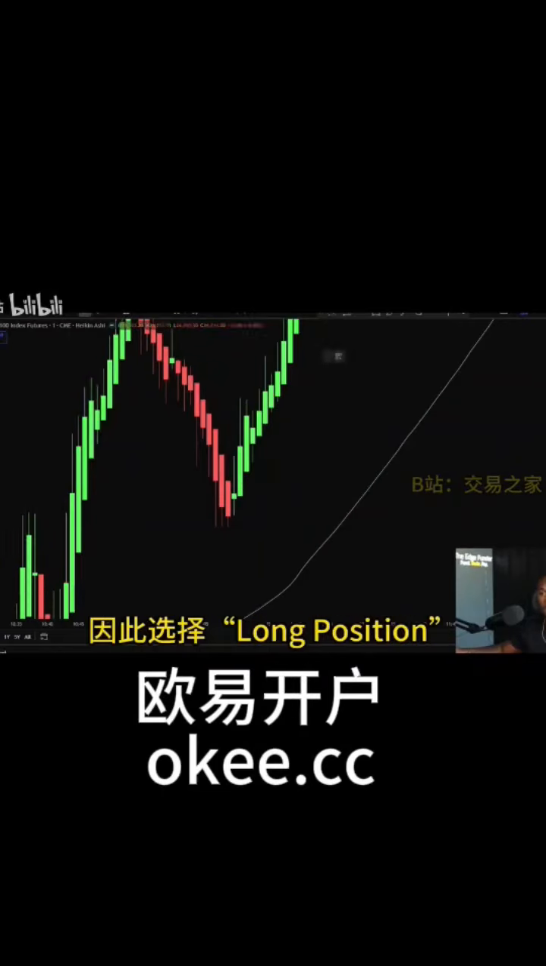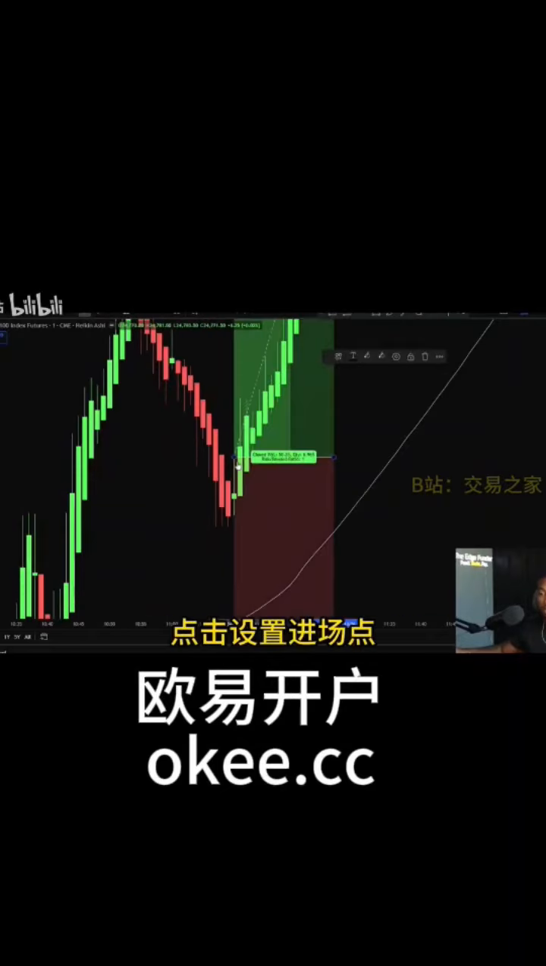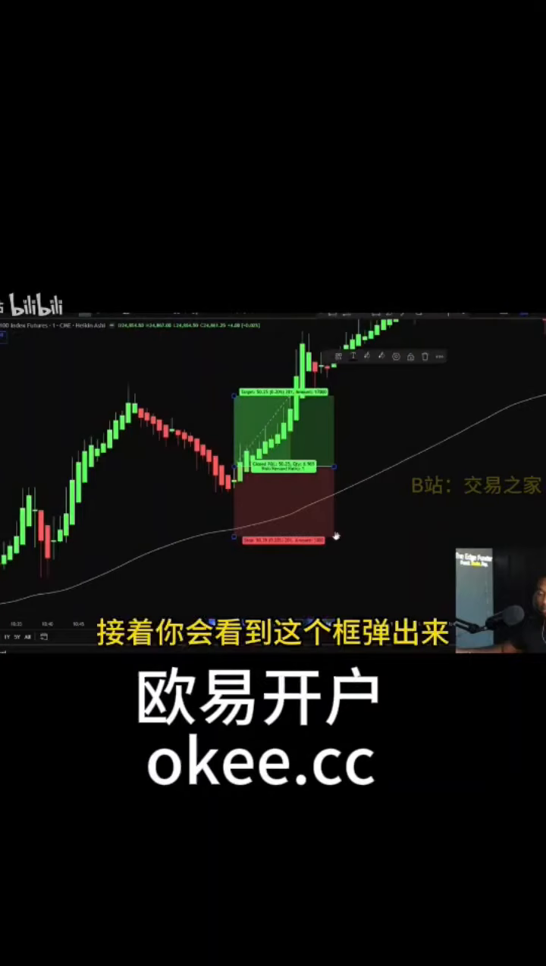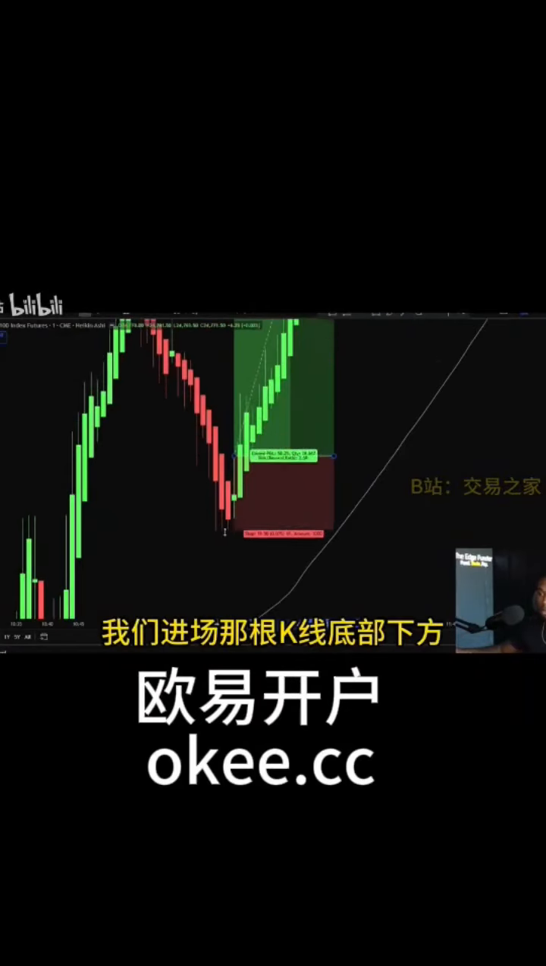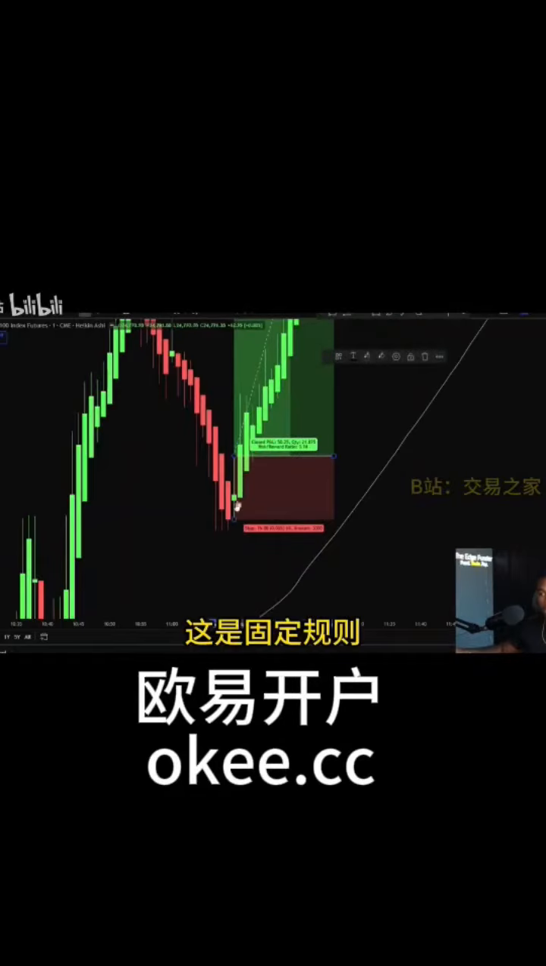So I'd click long position, and then at the top of the doji, I would click because that's exactly where we would enter at. Now you'll see this box pop up, and simply what this box is, this is playing out and showing us visually our stop loss, which is the red part, and our take profit, which is the green part. So what you'll do is you'll drag your stop loss, because remember, for buys, our stop loss is always right below the candlestick that we entered on. So we drag it right below the candlestick that we entered on.